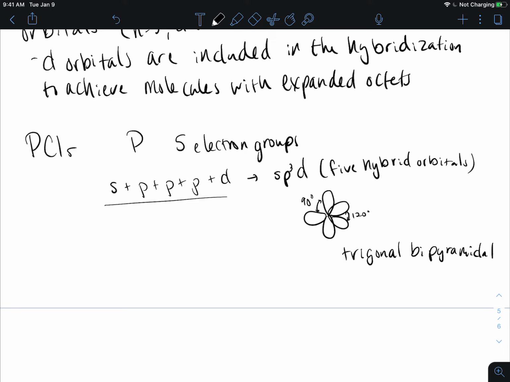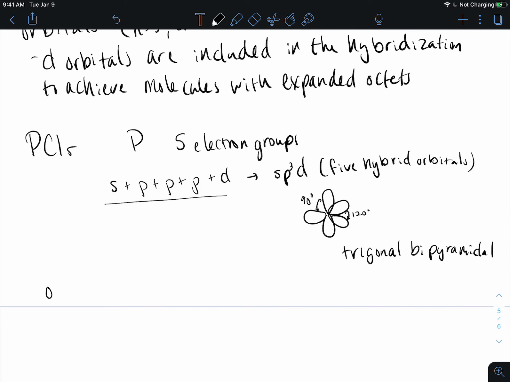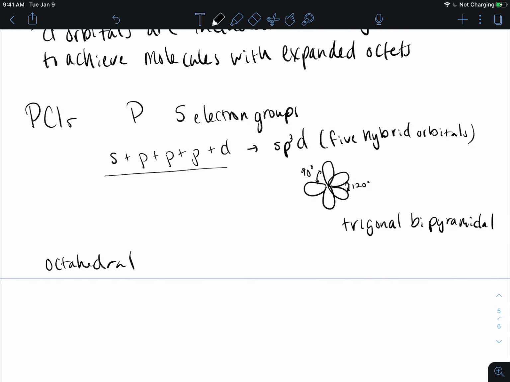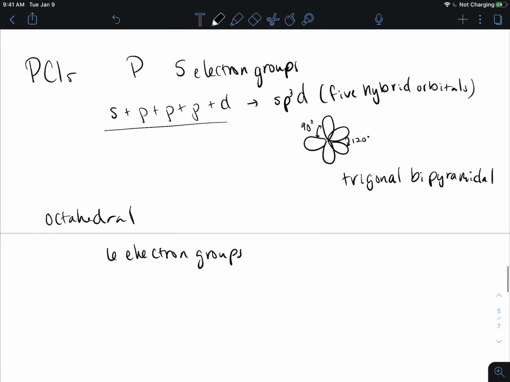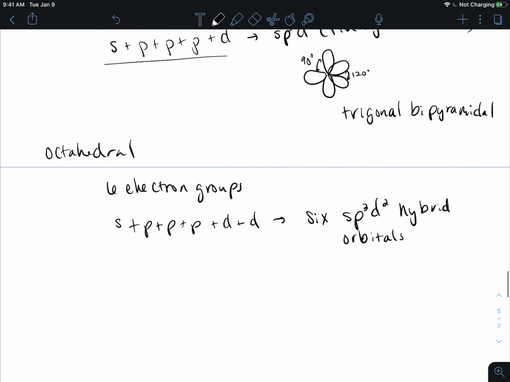And then, of course, we have octahedral. So octahedral, we have 6 electron groups. So to have 6 electron groups, we have to have 6 orbitals shared or mixed, giving us 6 sp3d2 hybrid orbitals. Okay.